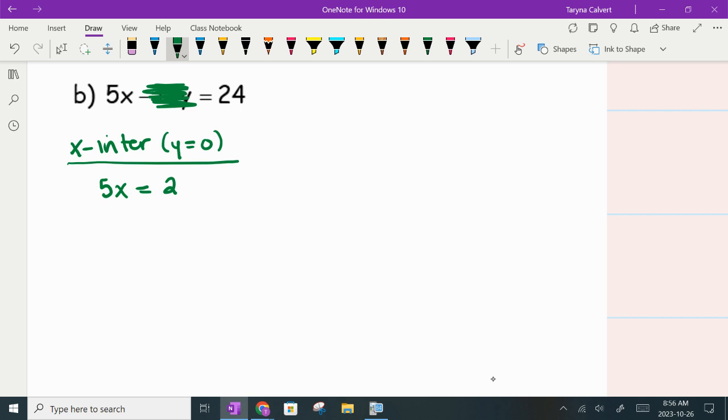And just approximate, because this one's going to be a decimal, just approximate where it is on the graph, right? It doesn't have to be perfect.